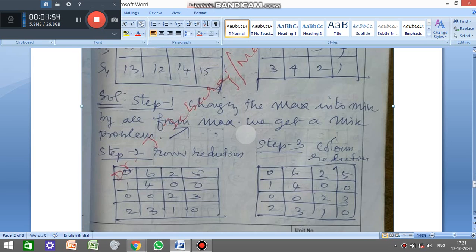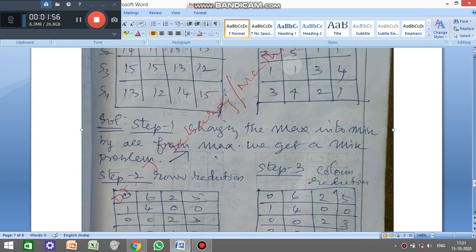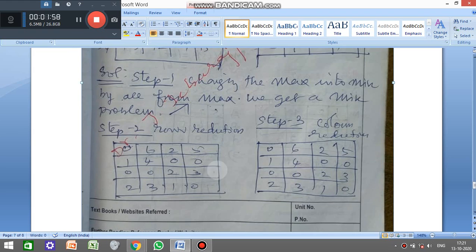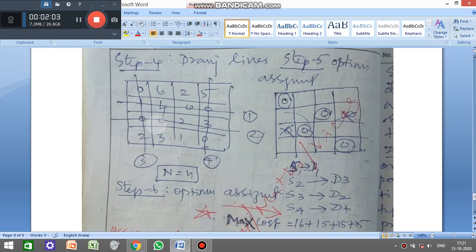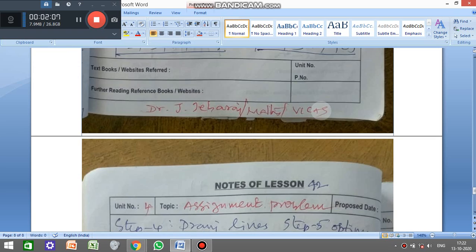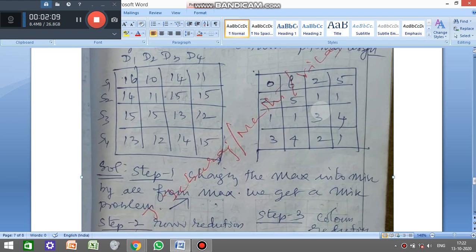Am I correct? Now first one is what? Row wise reduction. Second one is what? Column wise reduction. Third one is what? Drawing the lines. And last one is what? Best assignment. Okay. Now let us see one by one.